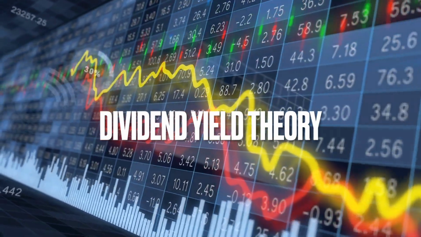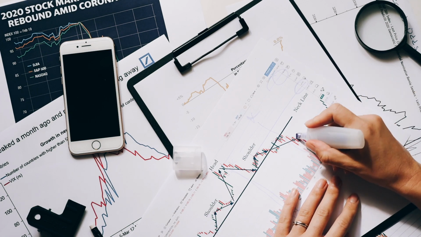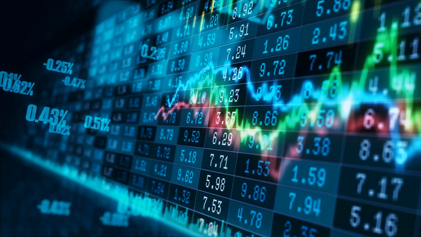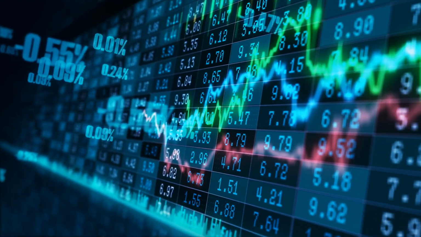Today, I'm going to tell you why I like to use dividend yield theory over the dividend discount model and the discounted cash flow model. And we will also put this theory to the test to see if it works, and if it does, I'll try to measure how effective of a valuation tool it can be. I think you'll enjoy this analysis.